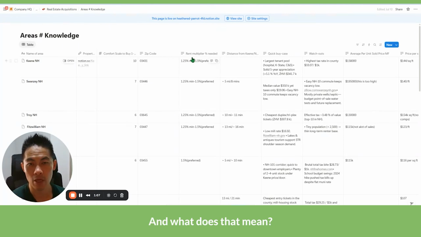Now, what does that mean? For most people, they're going to look for that 1% rule. An example of that is a $100,000 property will get you $1,000 per month in gross rent. In my case, I want 1.25 to 1.5. So that means that property has to gross $1,250 to $1,500 a month.